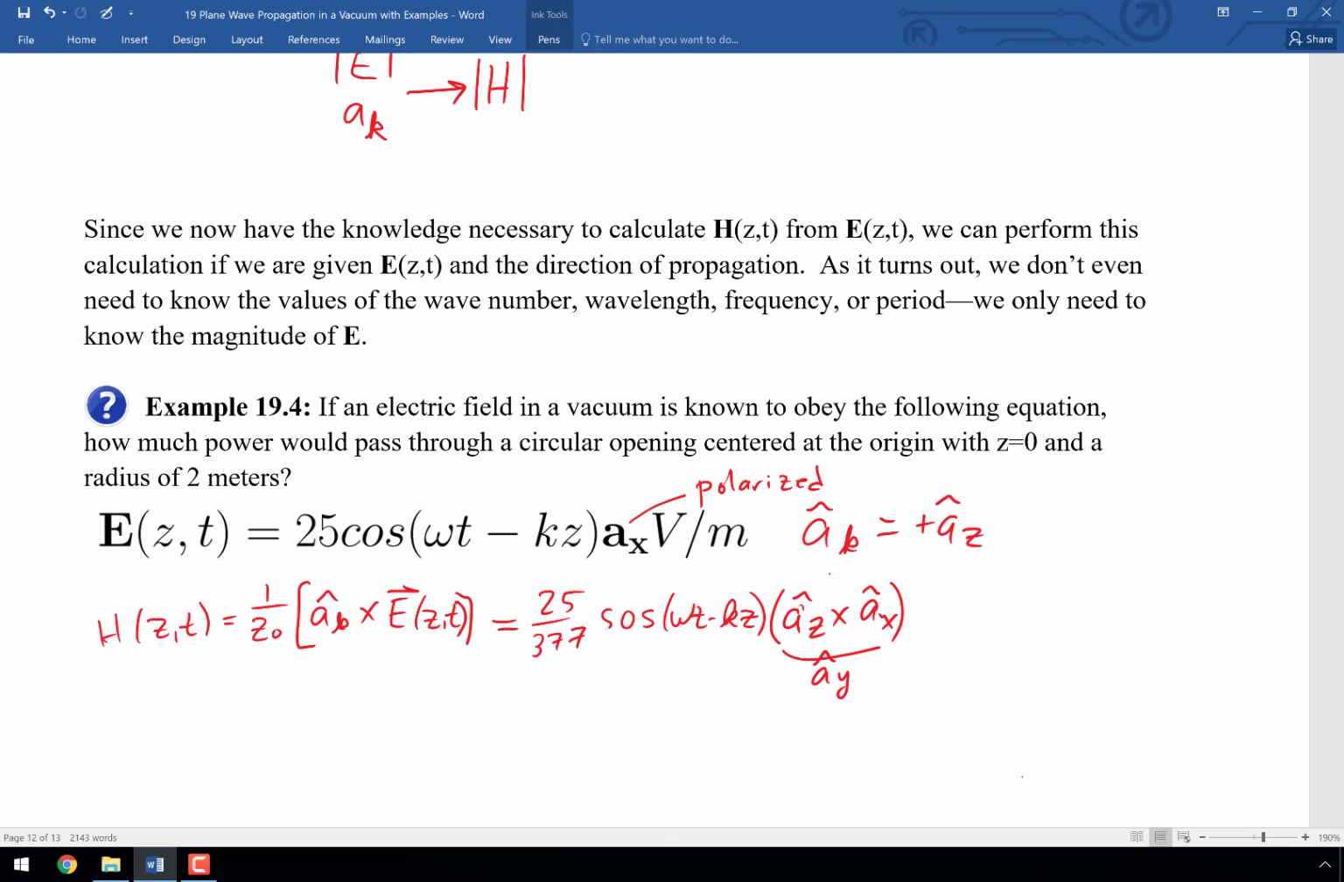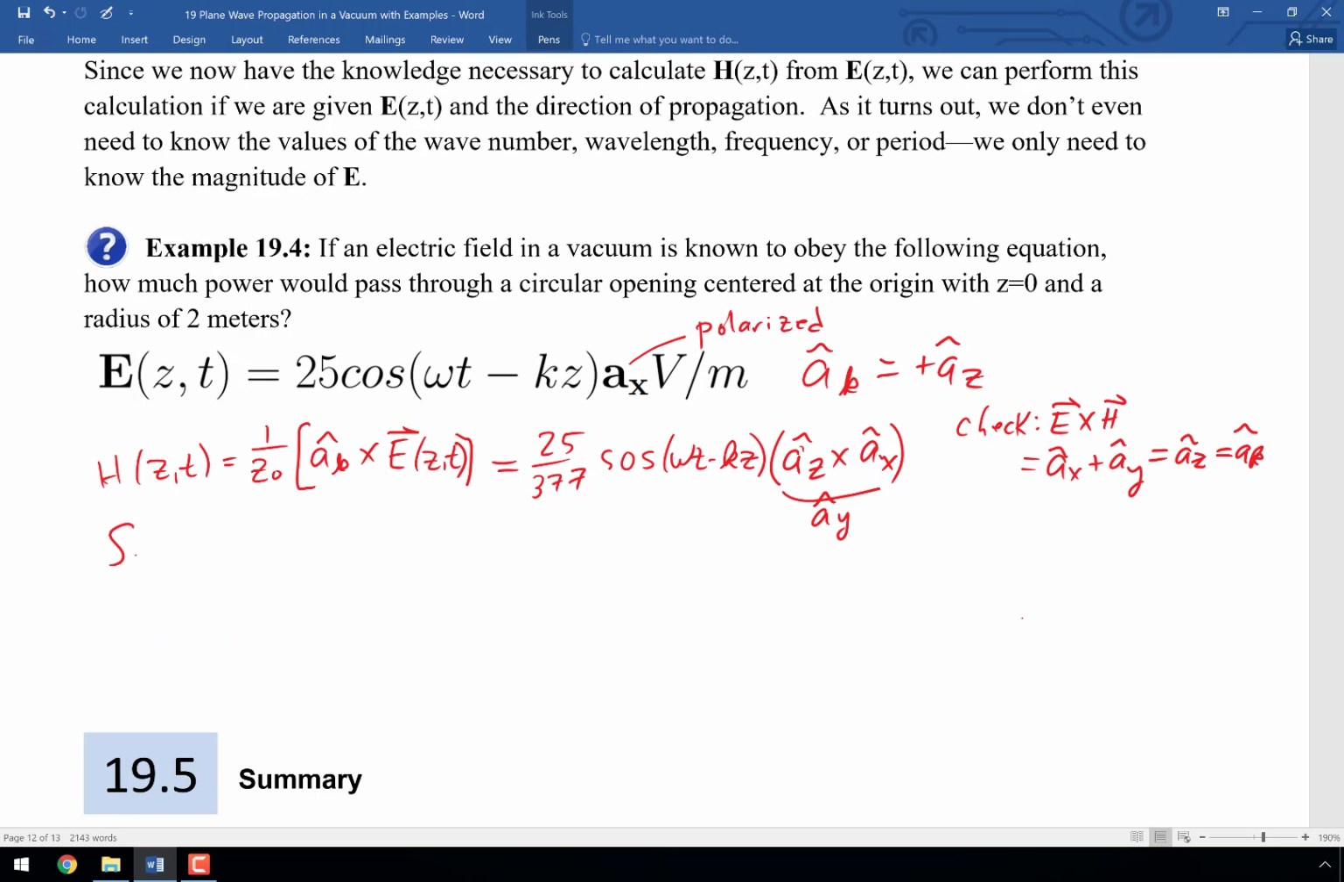So now I can check that when I do this curl. So let's say check, I get E cross H is going to be equal to a sub x cross a sub y, and that is a sub z, which in fact is equal to a sub k. So I'm feeling good that a sub s is pointing in the same direction as a sub k.